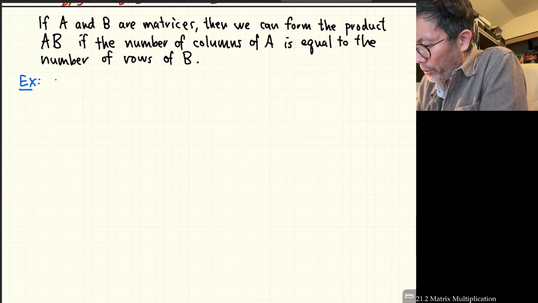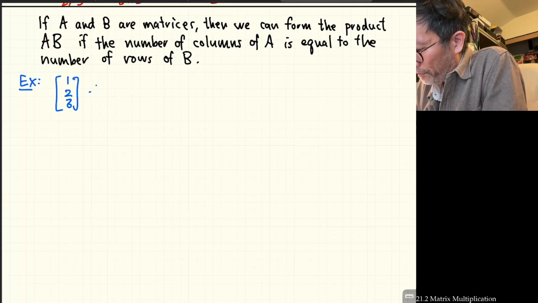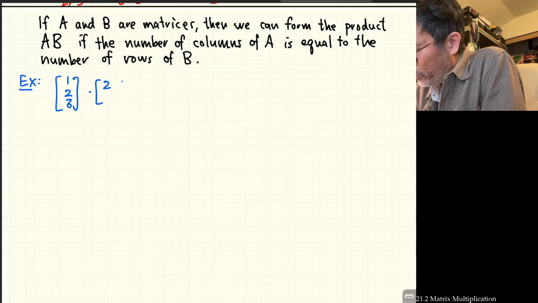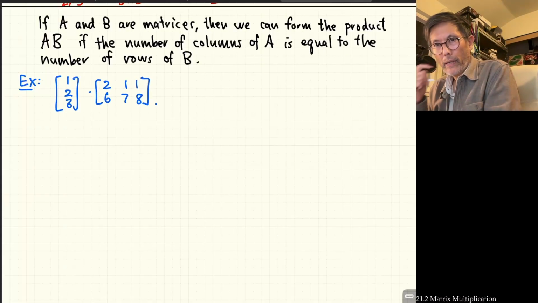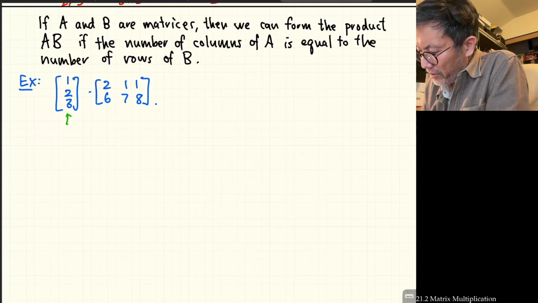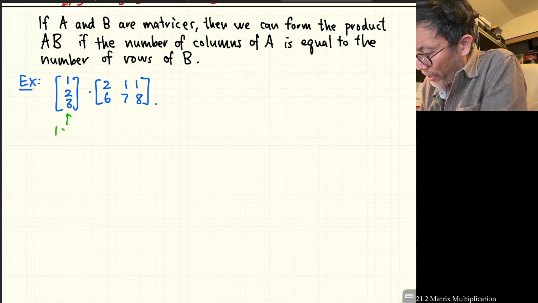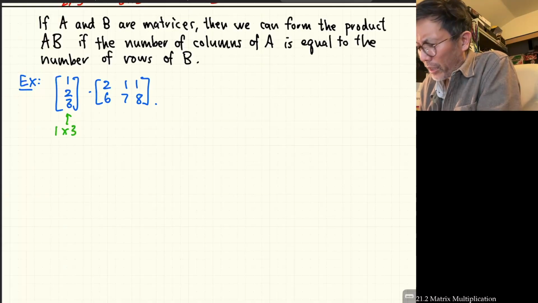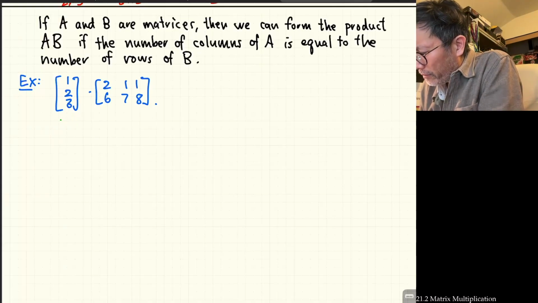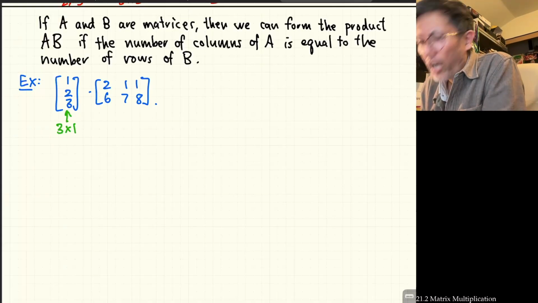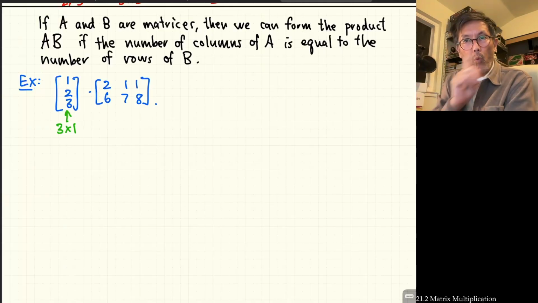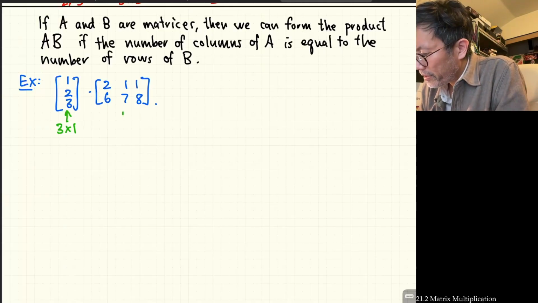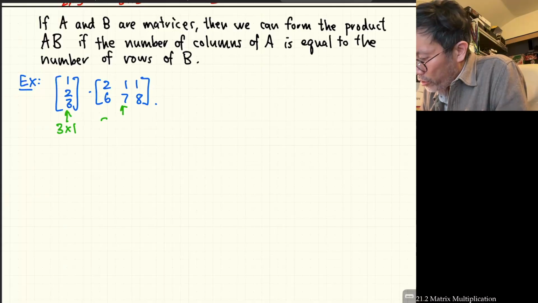Let's say that we were to try to form the product of the matrix 1, 2, 3 with the matrix 2, 1, 1, 6, 7, 8. The problem here is that this matrix here is 1 by 3. No, I'm sorry, I got that wrong. It's 3 by 1, rather. It's a column vector, 3 by 1, 3 rows, 1 column. Whereas this matrix has dimensions 2 by 3.